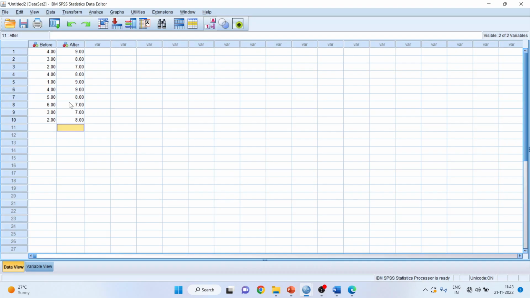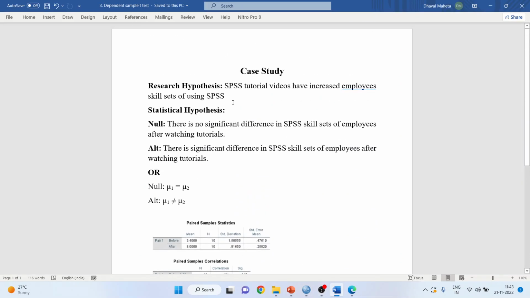Let's see in SPSS. Say, for example, after watching the SPSS tutorial videos, we have collected the skill sets of the employees. Have they increased or not? So, we have rated them on 1 to 10. If the skill sets have increased, we will rate on the higher side. So before watching the videos of SPSS, what were their skill sets, and after watching the videos, what are their skill sets? So what will be the null hypothesis?